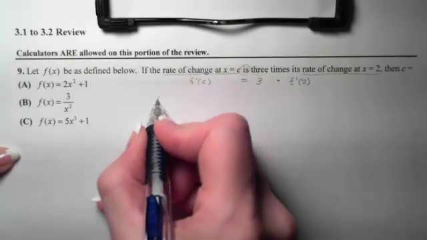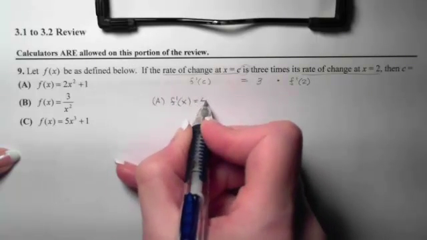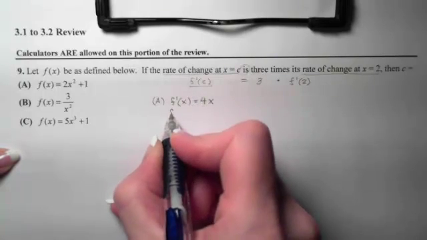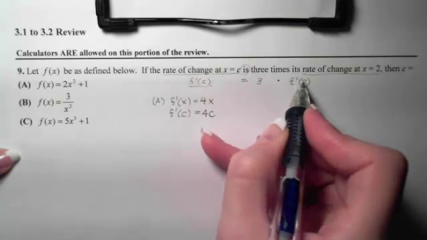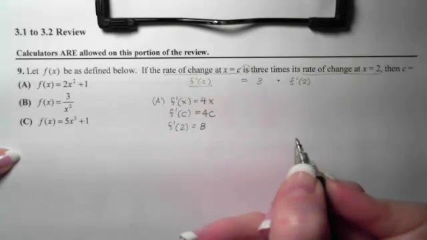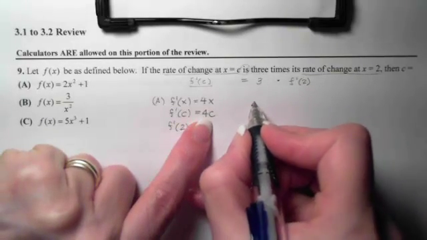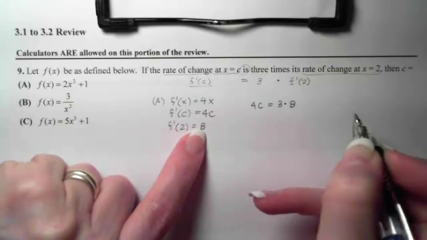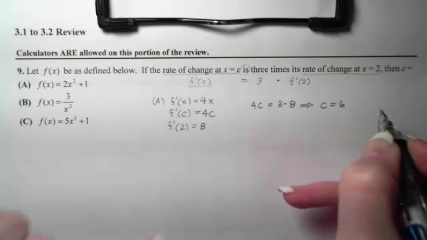So let's look at part A. First we want to take the derivative, and we'll get a 4x. Then we want to determine what is f prime of c. So f prime of c is 4c. We also want f prime of 2. So f prime of 2 is an 8. Now we're going to set up this equation that says f prime of c is 3 times f prime of 2. And then we solve for c. You can say that c equals 6.